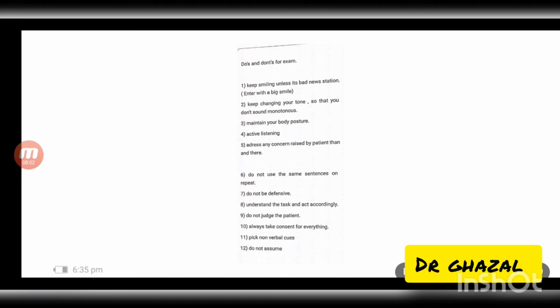Then number 2, please, when you talk to the patient, keep changing your tone so that you don't sound monotonous. Sometimes use a high pitch, sometimes a low pitch, sometimes keep it fast if you want to save time, sometimes keep it slow. If the patient is worried at any point, keep your tone or pace slow, so that the patient doesn't think you're running fast because you are running out of time and not paying much attention to the patient's concern.